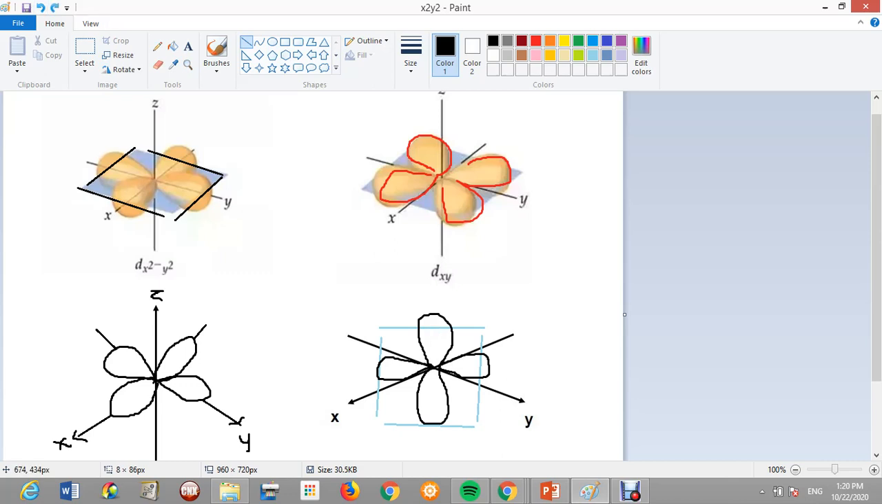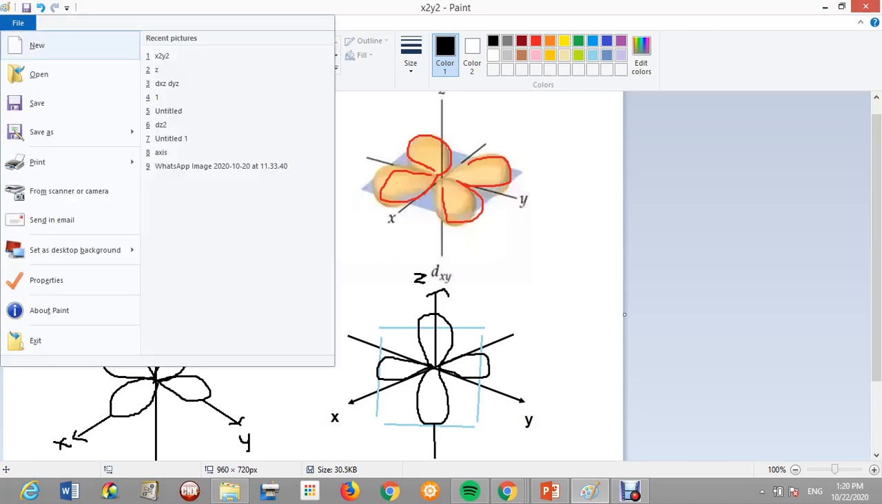The arrow side of the z-axis cuts through the loop. So this is my z-axis. You can see the difference: for x squared minus y squared, the clover leaf is on the axis. For xy, the loop is between the x and y axis.